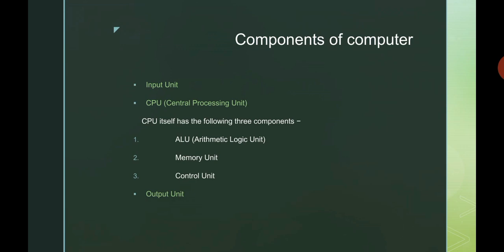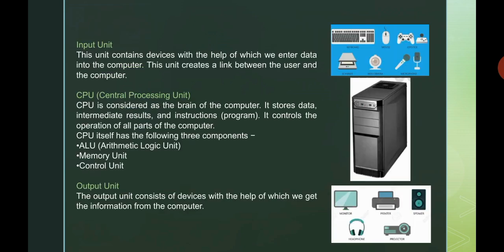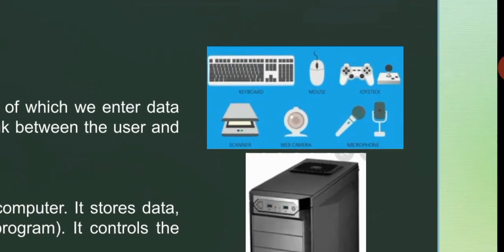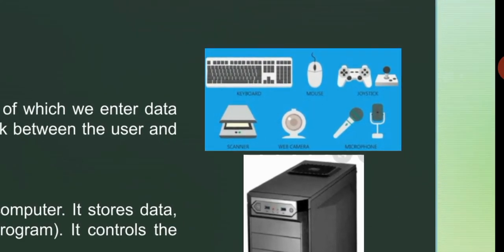CPU itself has three components: ALU, arithmetic logical unit, memory unit and control unit. Let us discuss these components briefly. Here is our very first component, input unit. This unit contains devices with the help of which we enter data into the computer. Some examples of input devices are keyboard, mouse, joystick, scanner, webcam and microphone.